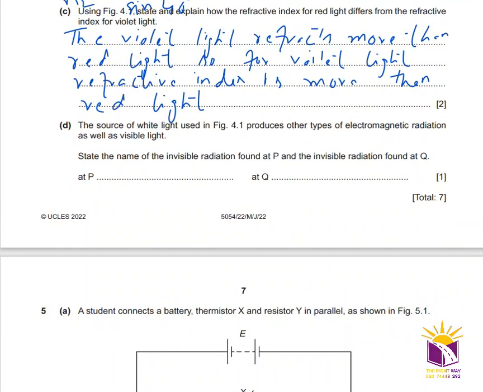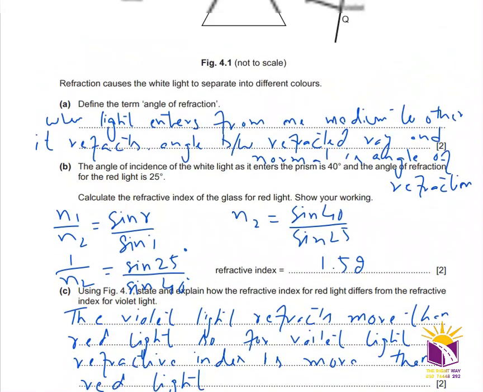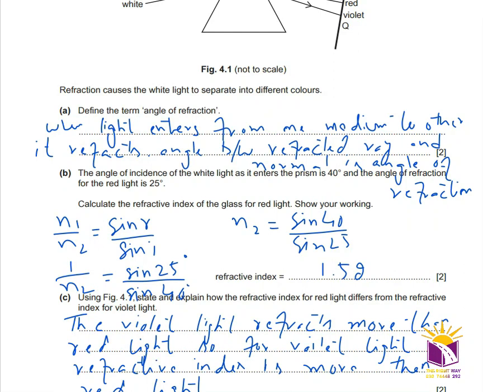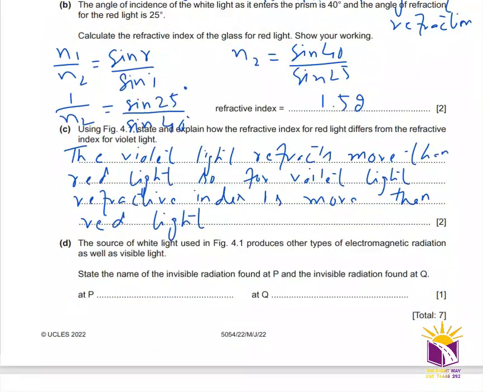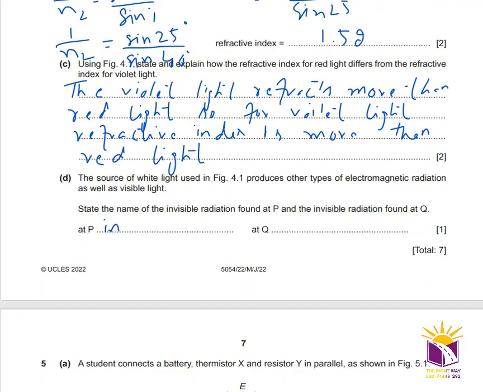Part D. The source of white light used in figure 4.1 produces other types of electromagnetic radiation as well as visible light. State the name of the invisible radiations found at P and invisible radiations found at Q. At P it should be infrared and at Q it will be ultraviolet. So at P infrared and at Q ultraviolet.